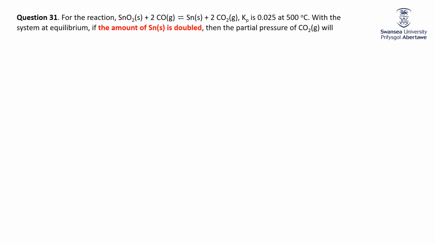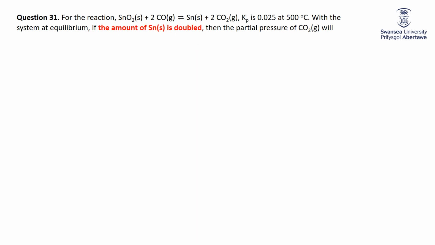We're told we're doubling the amount of tin. And so the unwary student will say, oh, look, tin is a product, so if I increase the amount of tin, I'll drive the reaction to the left. And if I drive the reaction to the left, I'll be using up CO2, so the partial pressure of CO2 will go down. I really understand this stuff.